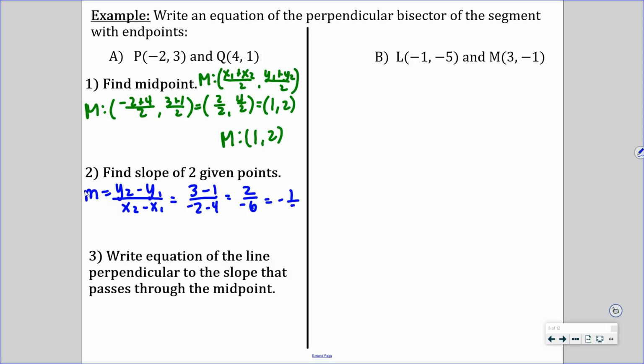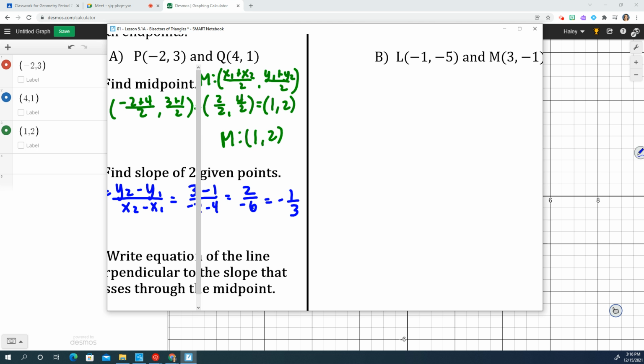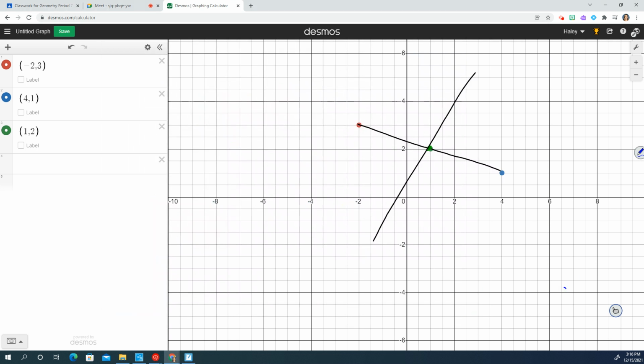I get negative 1/3. Was that a negative sloping line? Oh, yeah, it was. What did I think it was? Okay, negative 1/3. That's the slope of this line.